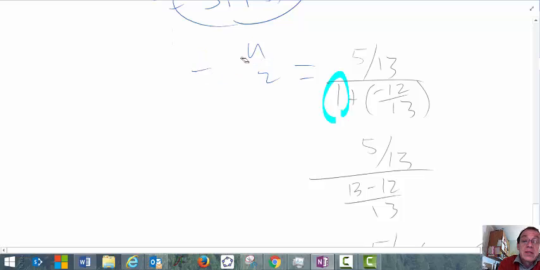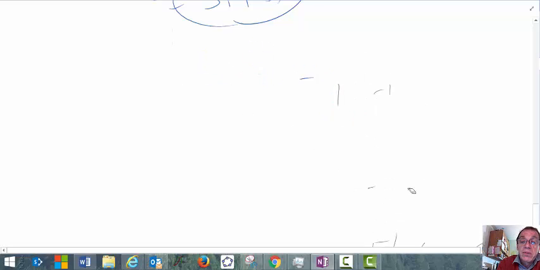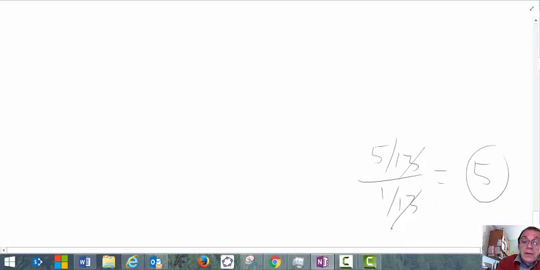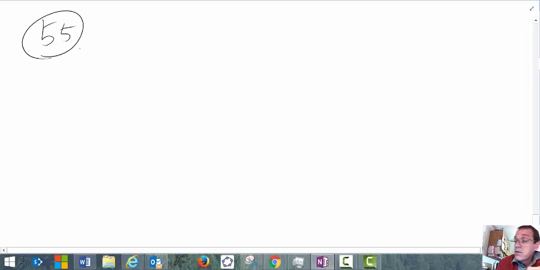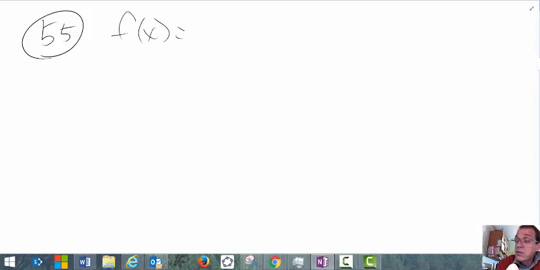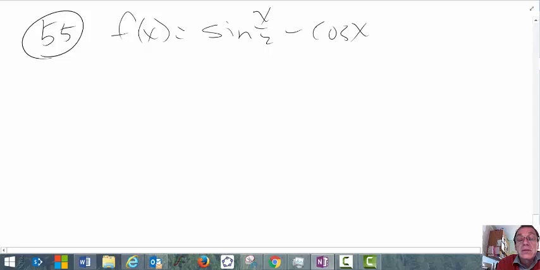55, on the other hand, is not as easy. It's much more complicated. Okay, so let's take a look at 55. And this one is, there's only a couple like this. So they said find the zeros when you have f of x equal to the sine of x over 2 minus the cosine of x.